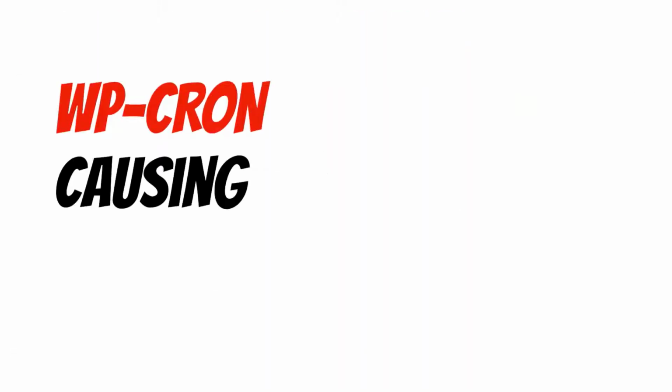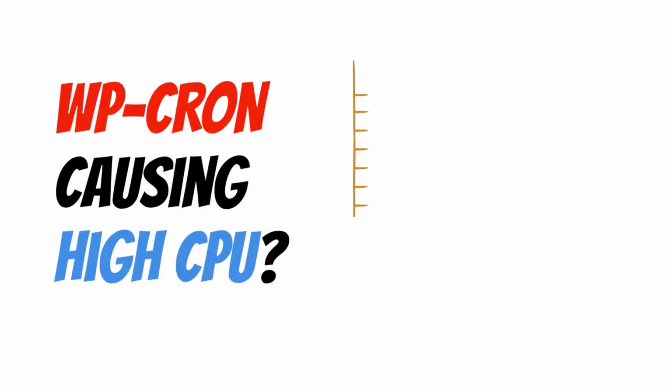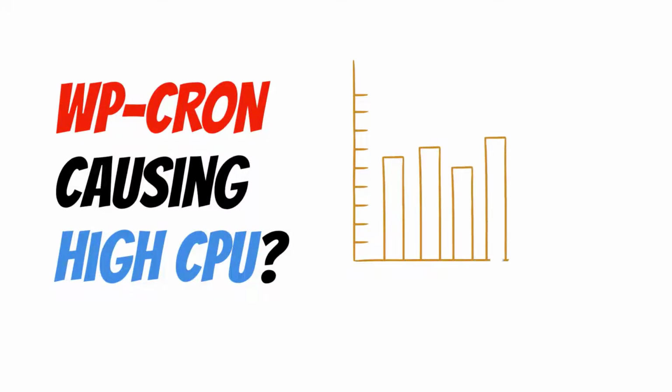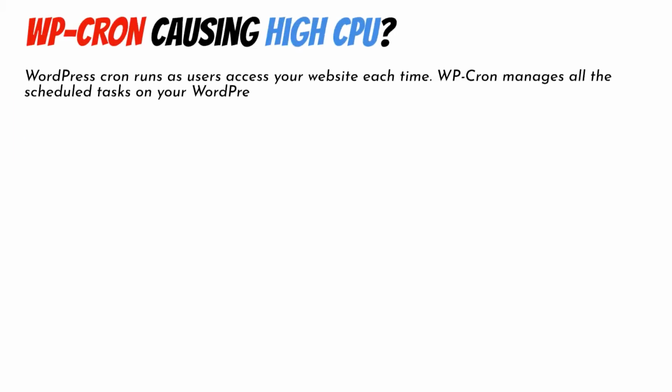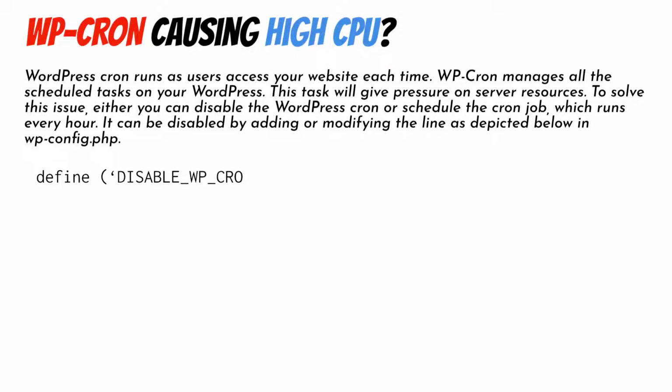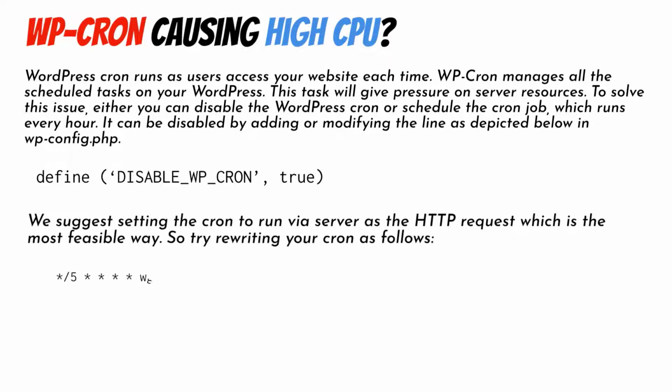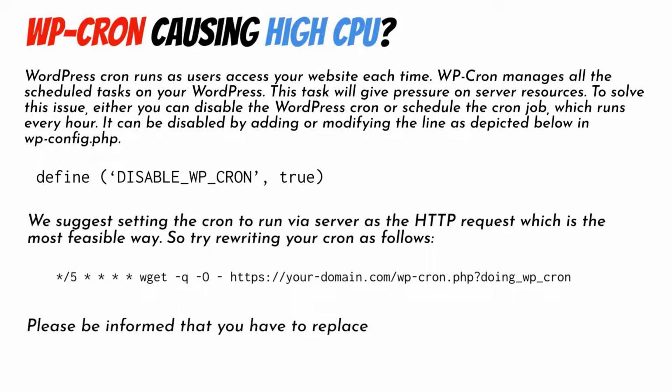This segment will tell you the impact of WP cron on server CPU. So let's get into it. WordPress cron runs each time users access your website. WP cron manages all the scheduled tasks on your WordPress. These tasks will put pressure on server resources. To solve this issue, either you can disable the WordPress cron or schedule the cron job, which runs every hour.